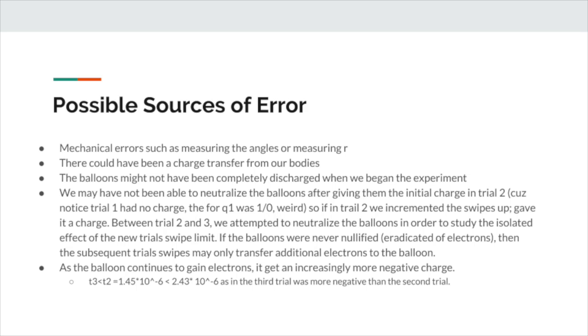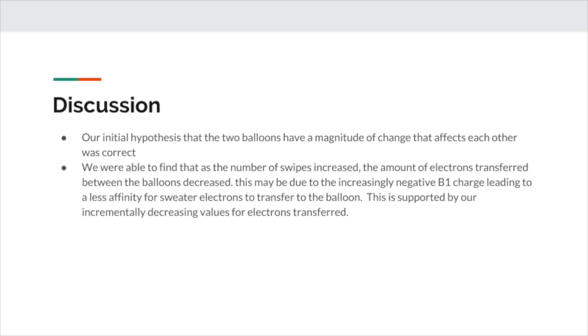There were possible mechanical errors with measuring as well as with potential for charge transfer from our bodies. There were also trouble with neutralizing the balloons, which could have caused problems with the electrons. Overall, our initial hypothesis was correct, and as the swipes increased, so did the number of electrons transferred, which could have been due to electron affinity.